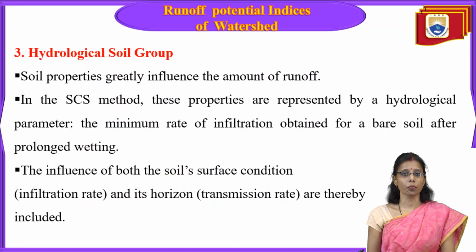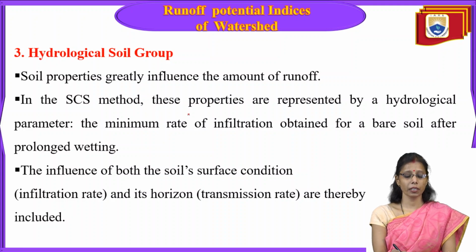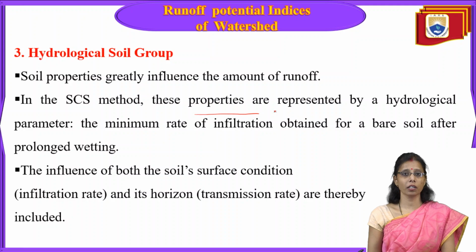Now hydrological soil group. So what is a hydrological soil group? Soil properties greatly influence the amount of runoff. What are the soil properties? Soil has different properties like color, texture, moisture content, and chemical properties, maybe the pH of the soil. All these properties directly influence the runoff. If the moisture content is there, definitely it will influence. If the soil is dry, it will influence the runoff. So the hydrological soil group directly influences the runoff conditions. In the SCS method, these properties are represented by a hydrological parameter.